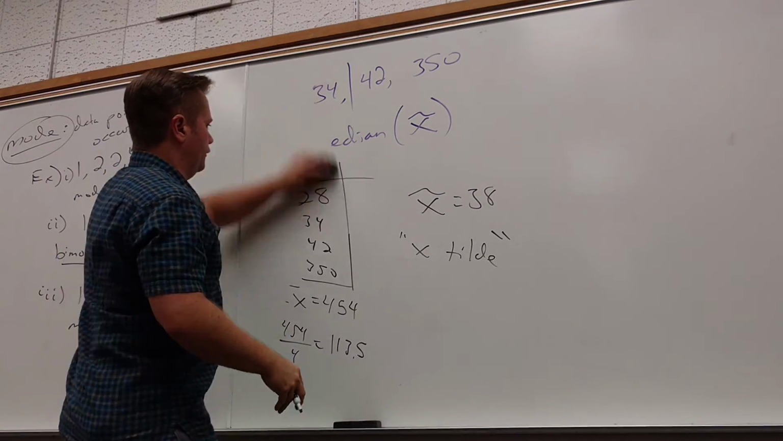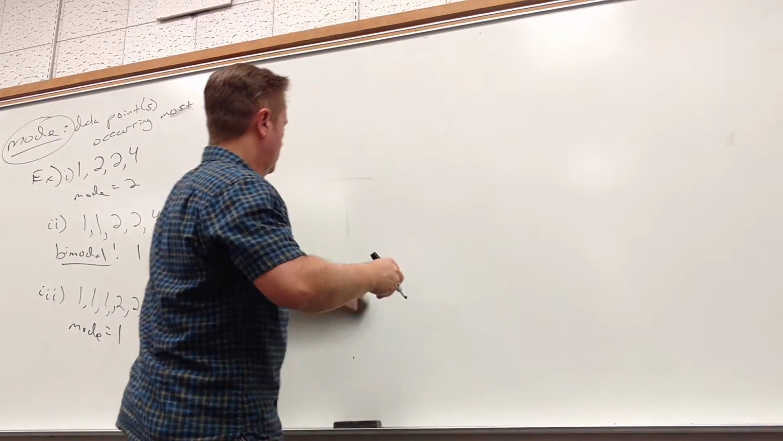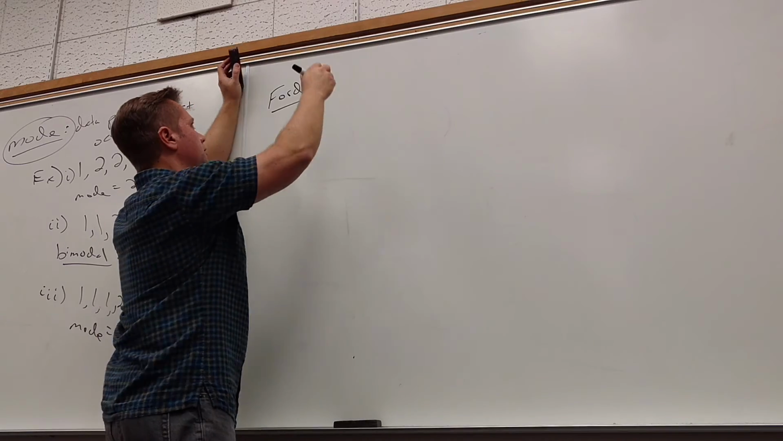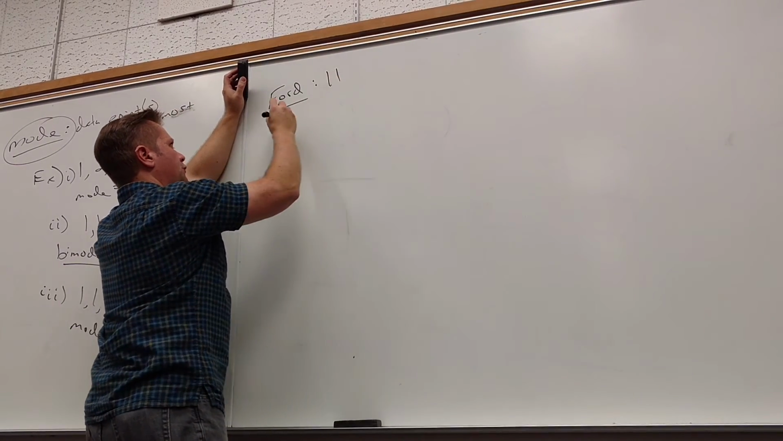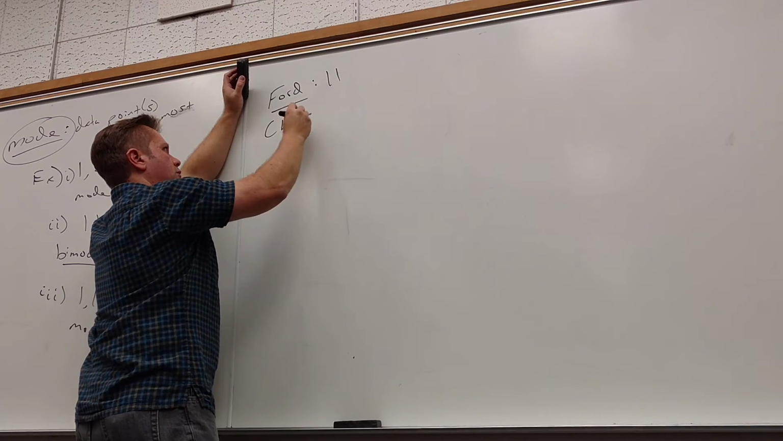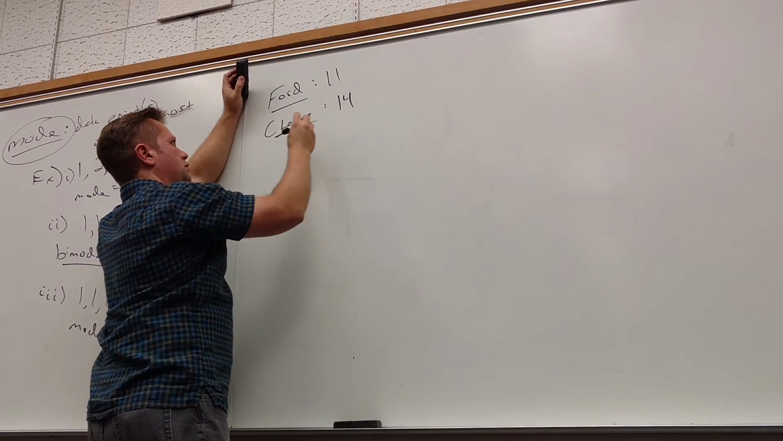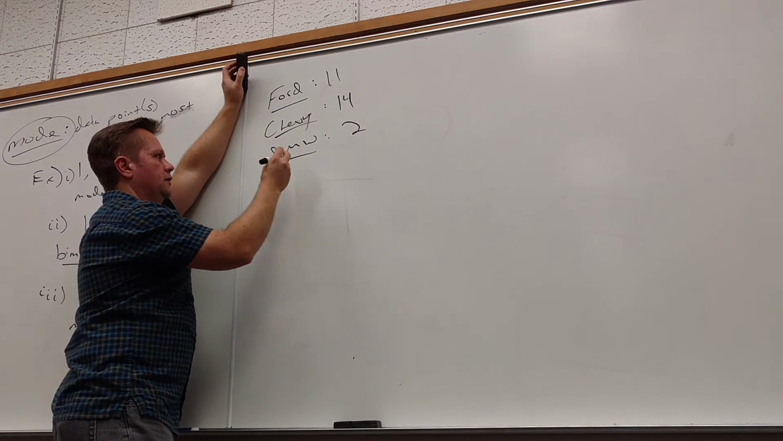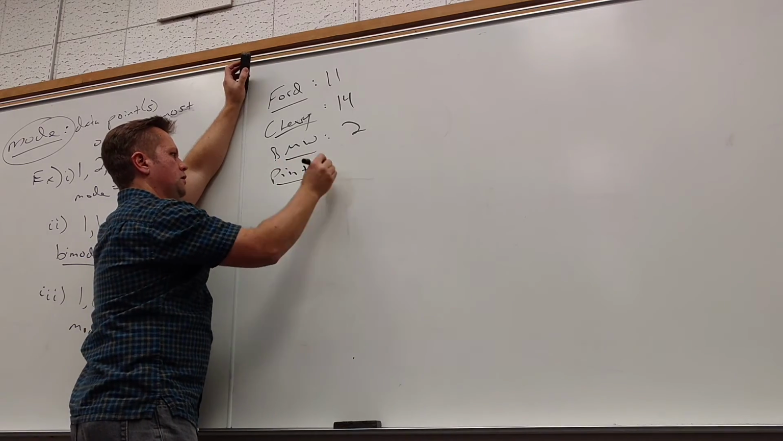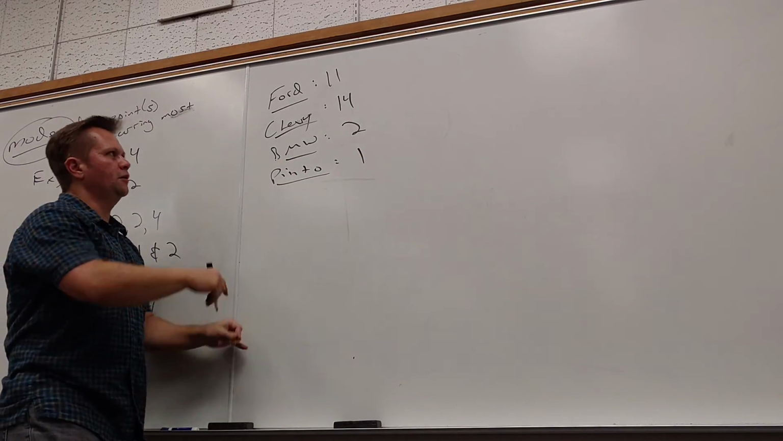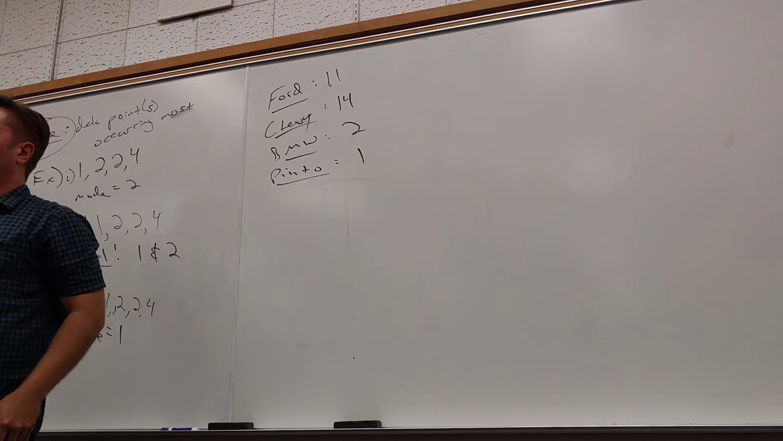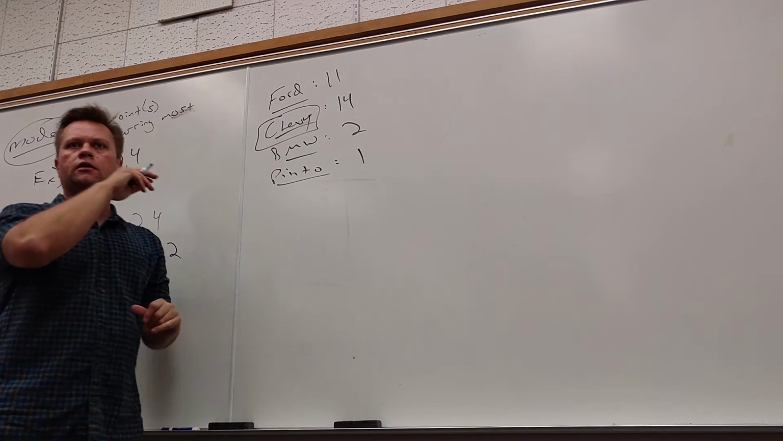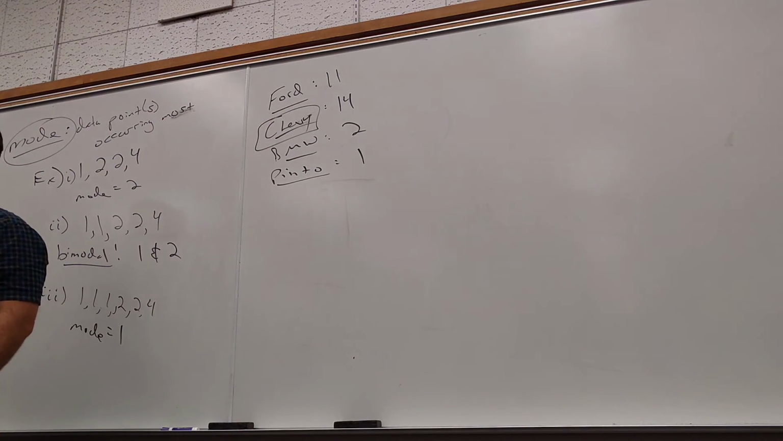And then just an example of qualitative data. Let's say you went out to the parking lot and you saw that there were 11 Fords and 14 Chevys and there were 2 BMWs and then, oh, there's a Pinto out there. Just stay away from that. What would the mode be? Chevy. Good. So my data is names of cars. So the mode here is Chevy because it occurs the most.